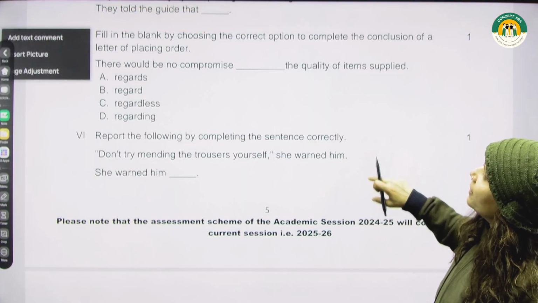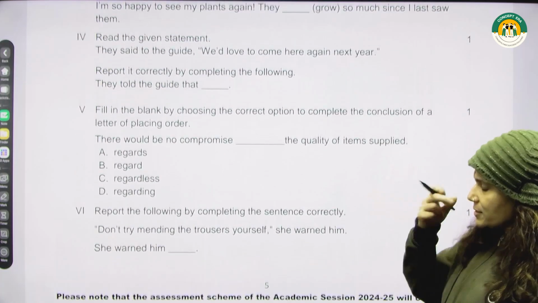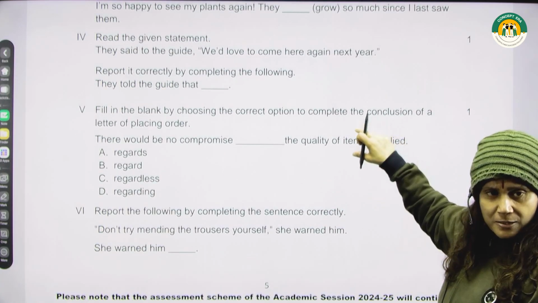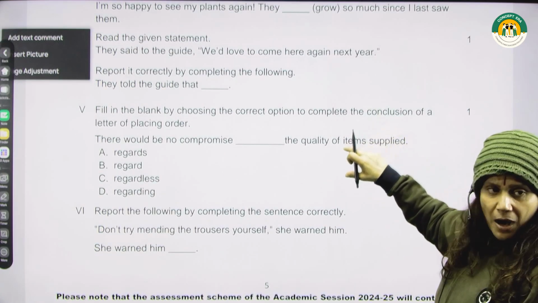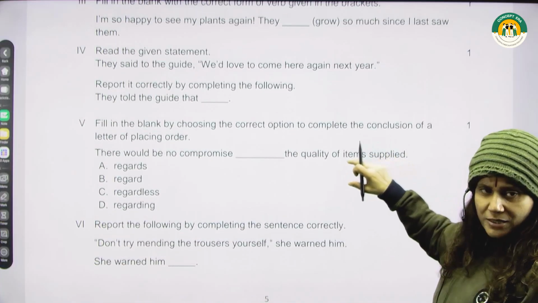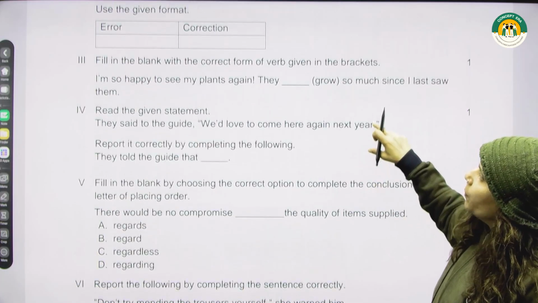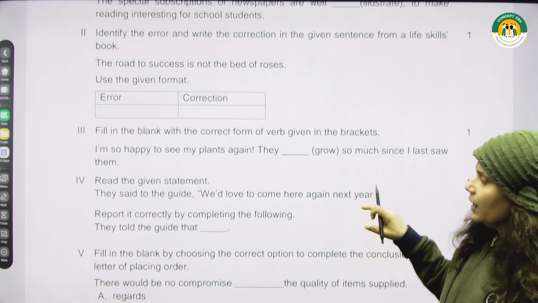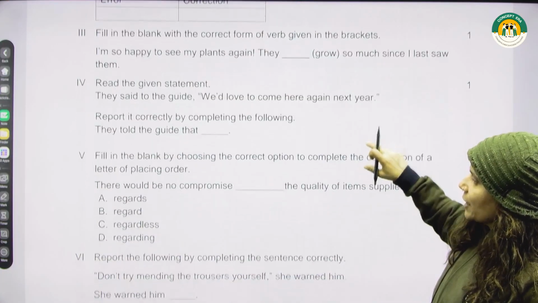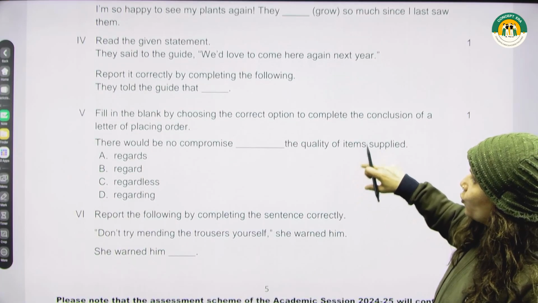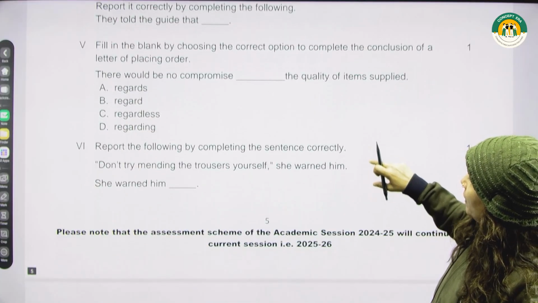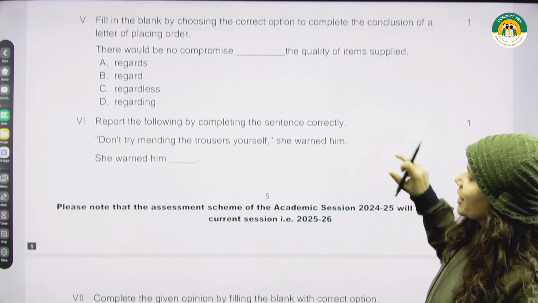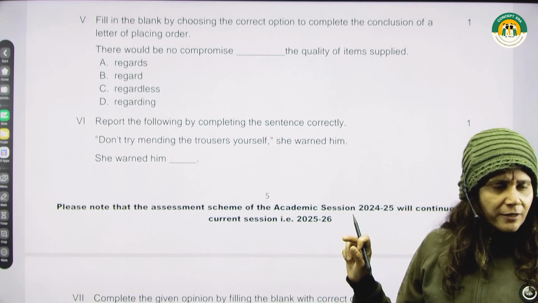Here the child needs to prepare simple sentences, statements, command, request. Command and request both come under imperative sentences, and the third type of sentence which a child is supposed to prepare in the reported speech section is interrogative sentences.